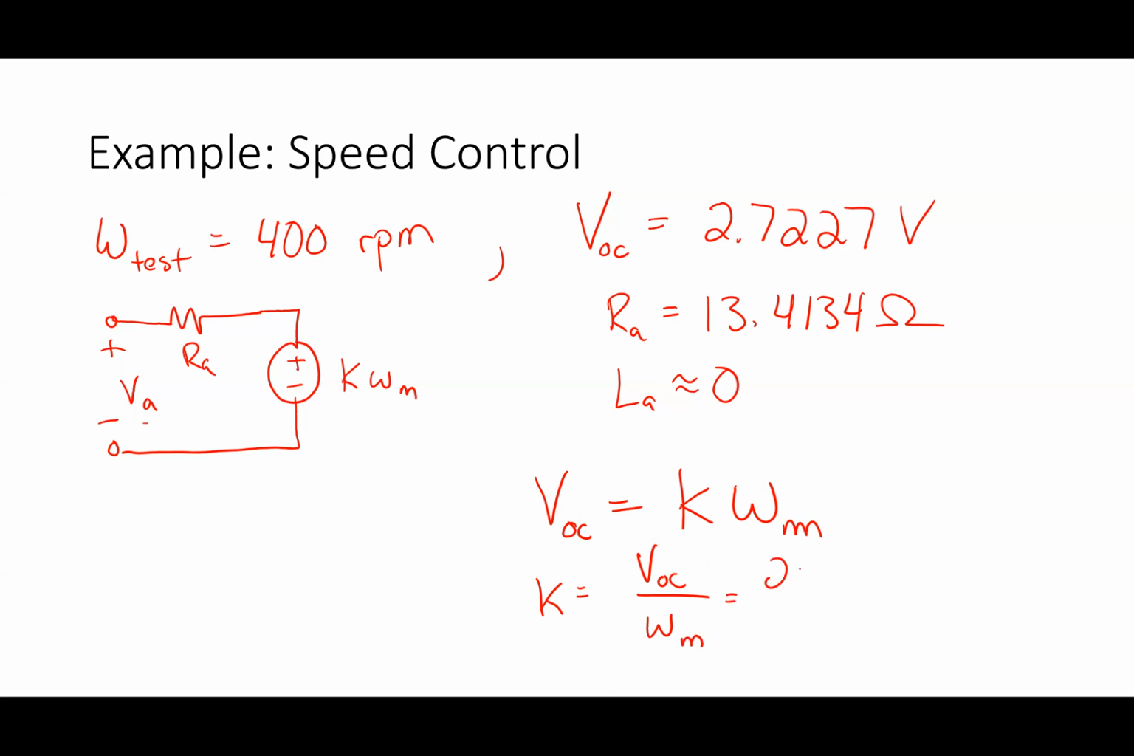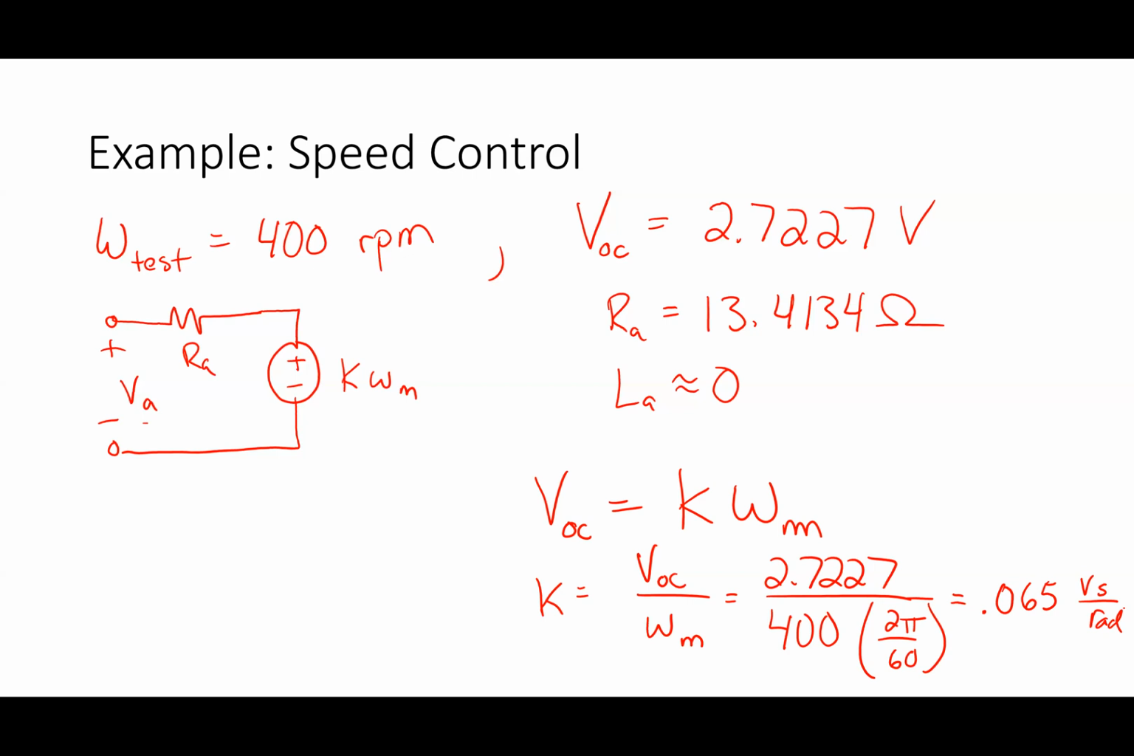So that would be 2.7227 divided by 400 RPM times 2 pi over 60 to get that to radians per second. And that works out to be 0.065. The key thing is everything is in SI units, and when it's in SI units, that should be in radians per second. So my units here would end up being volt seconds per radian. A weird unit, but that's the units.